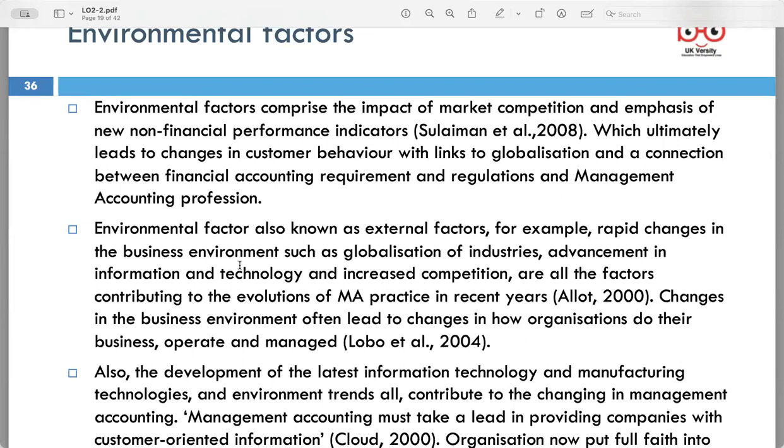It is imperative that management accounting takes the initiative in delivering businesses, according to Cloud 2000, information that is customer oriented. The organization decided to put all of its faith in accounting professionals who specialize in management, since they have become an integral part of the process of management.